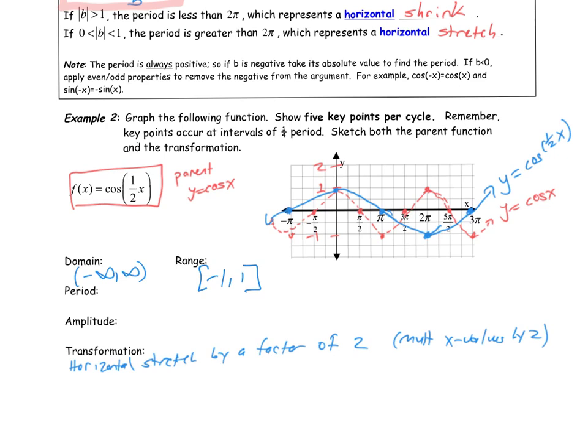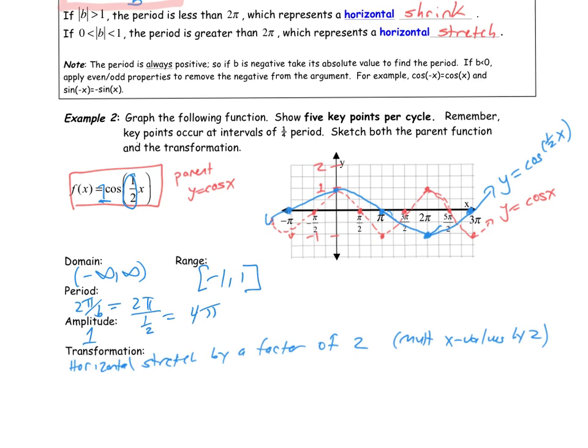The period is going to be 2 pi over b. So b is the coefficient of x. So it's 2 pi over 1/2, which is 4 pi. And then the amplitude is the coefficient in front of cosine, which is 1. So the amplitude is 1. We didn't change that.